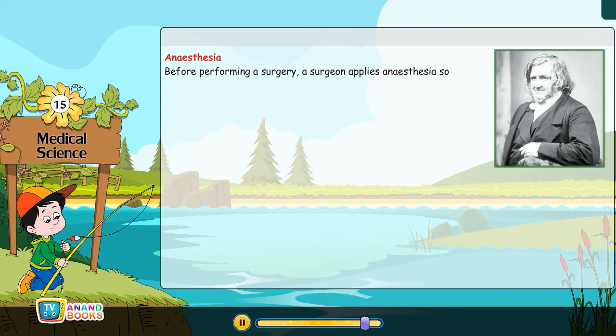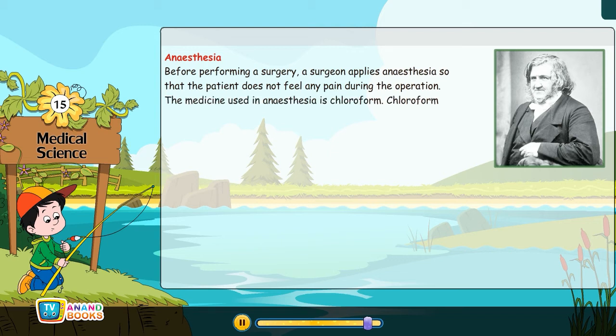Anesthesia. Before performing a surgery, a surgeon applies anesthesia so that the patient does not feel any pain during the operation. The medicine used in anesthesia is chloroform. Chloroform was discovered by Dr. James Young Simpson. He introduced its use in surgery.